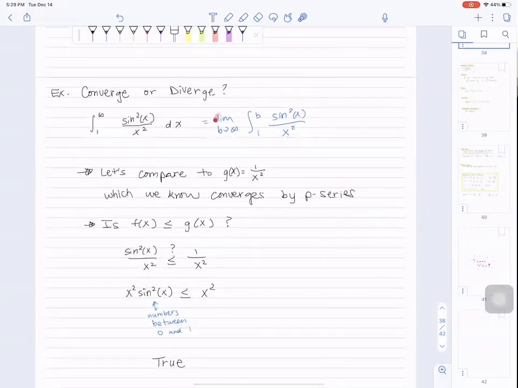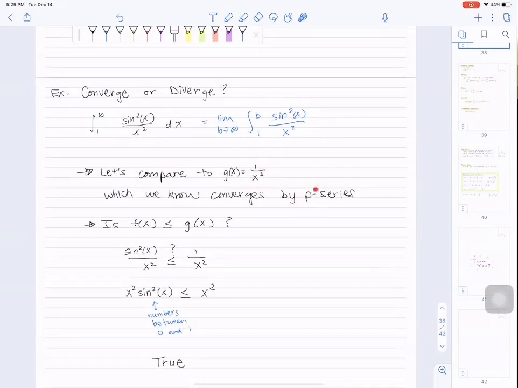So you find this limit, but how do you even take the integral of sine squared x over x squared? You're confused. So let's try the comparison test. Compare it to something that looks familiar. Let's forget about the sine squared. We know 1 over x squared looks nice. That converges by the p-series rule.